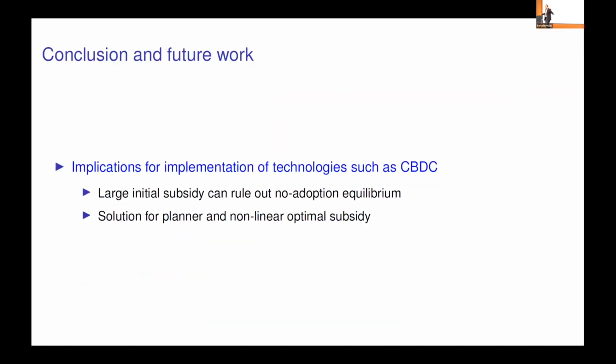And last thing, we think this could have implications. This is a first step to understand launches of other technologies like central bank digital currencies. Think about all these central banks trying to launch their own app, and they're trying to decide when to launch it, how to subsidize it, how long it's going to take for people to adopt it. So I think this is a first step to understand this type of decision. Okay, so that's what I have.